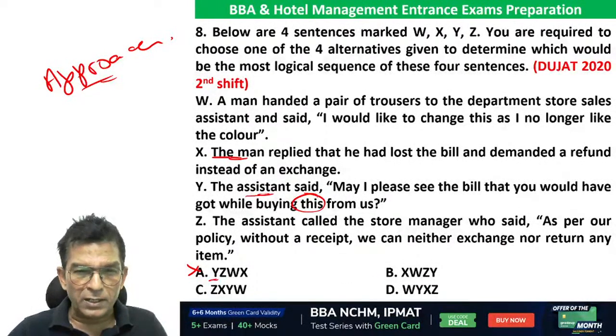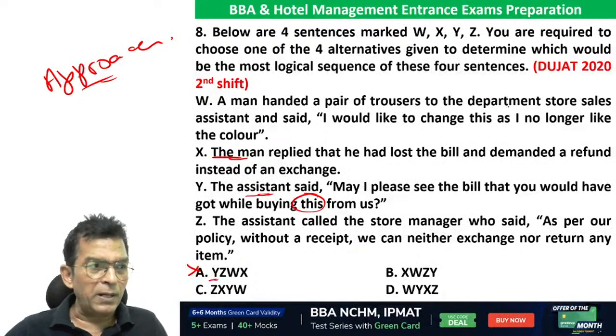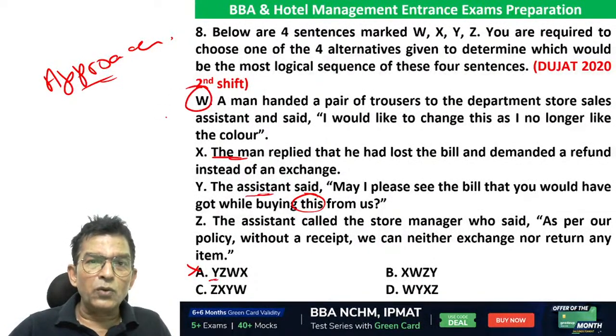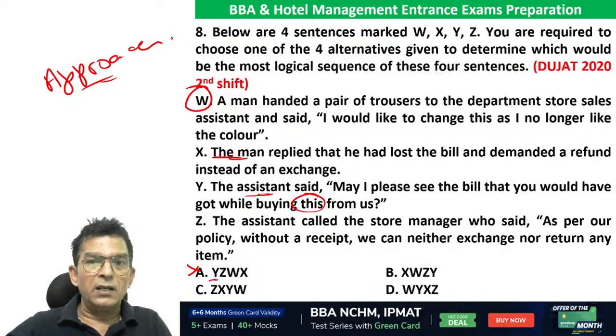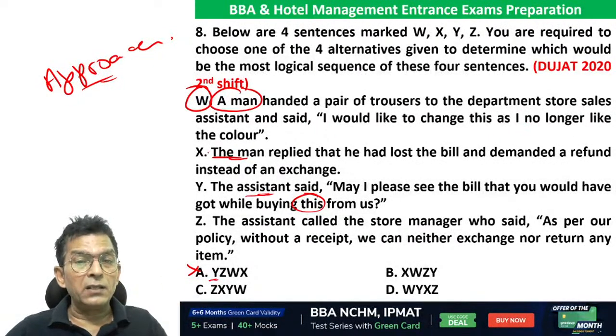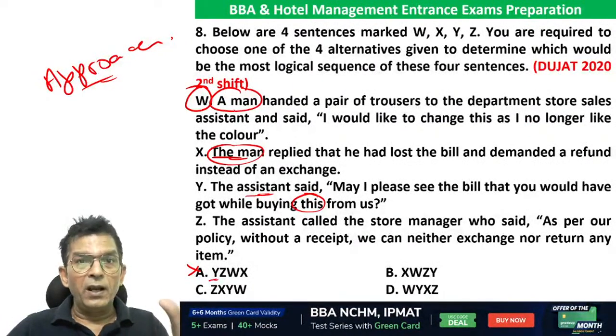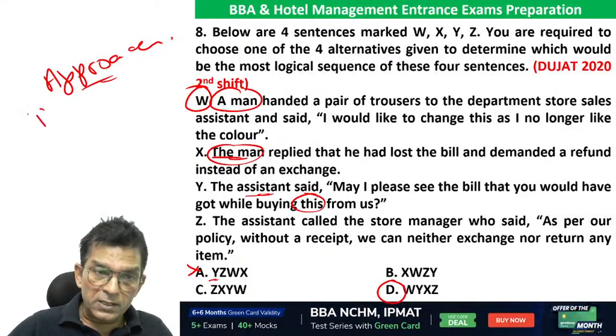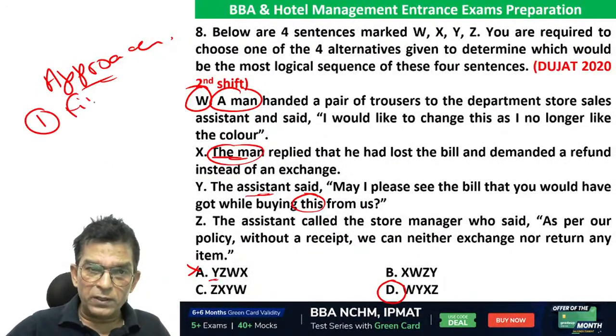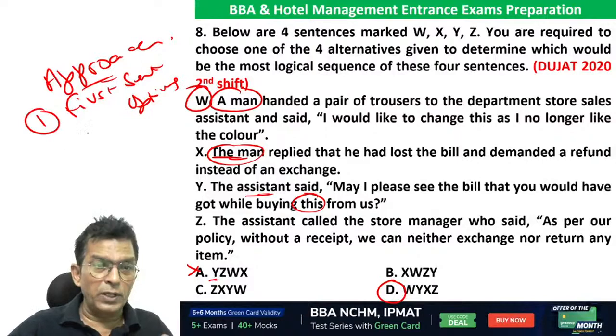Then come to the W sentence. A man handed a pair of trousers to the department store sales assistant and said, I would like to change this, as I no longer like the color. Then you start saying the man. Therefore, this must be the beginning sentence, and there is only one option. So the option itself has given you the answer. This is one: looking for the first sentence through options. Never try to put them together in one go.